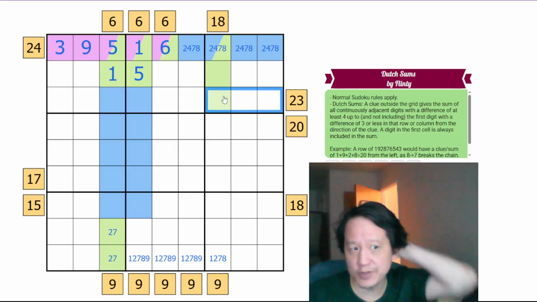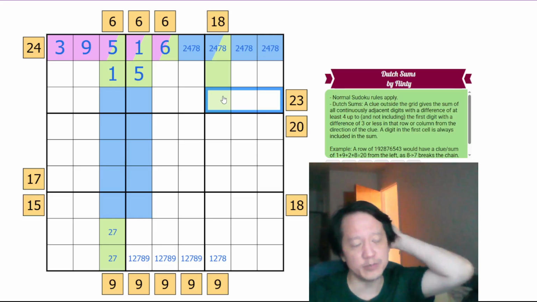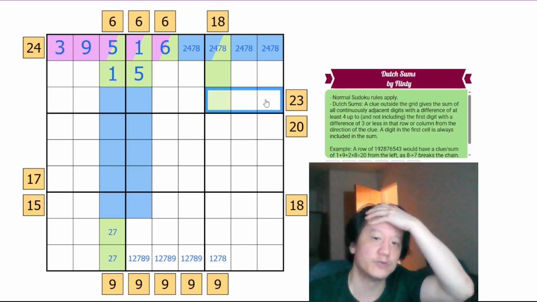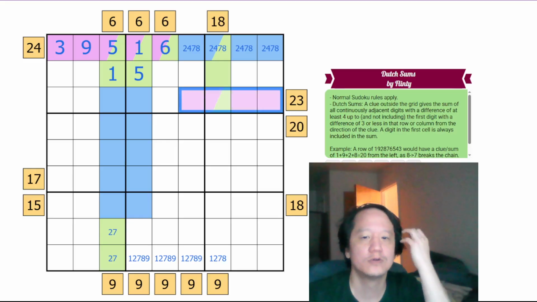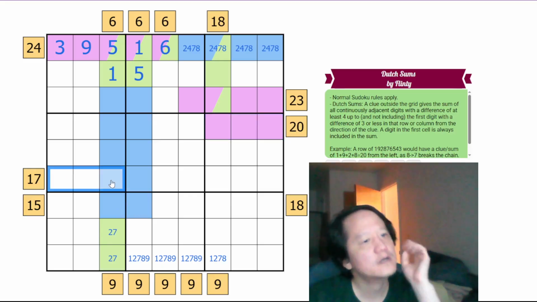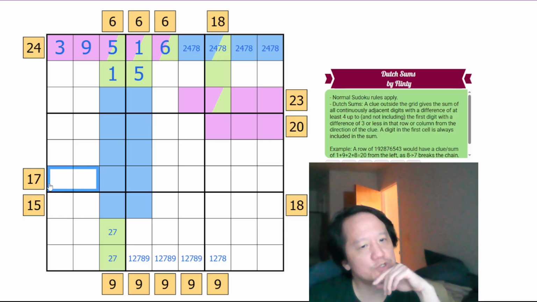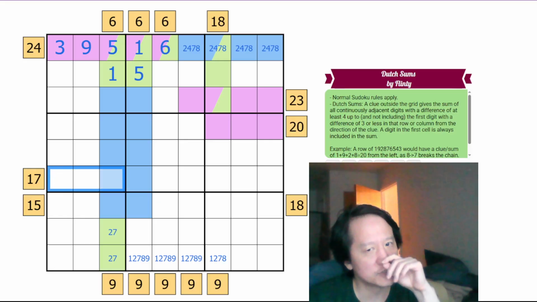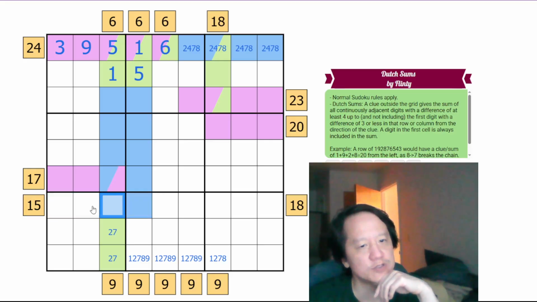This cannot be 3 digits adding up to 23. That would be 6, 8, and 9. So we have to have at least 4. 20 could be 3, 8, 9. 17, you cannot have just 2 digits. That would just be 8 and 9, which is not 4 apart. So that's 3. 15, 6 and 9 is the minimum apart, but that can't be. So this is 3 digits here.